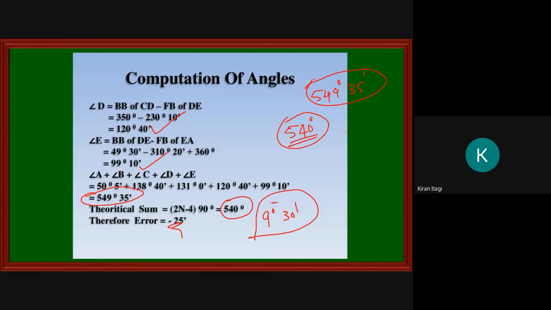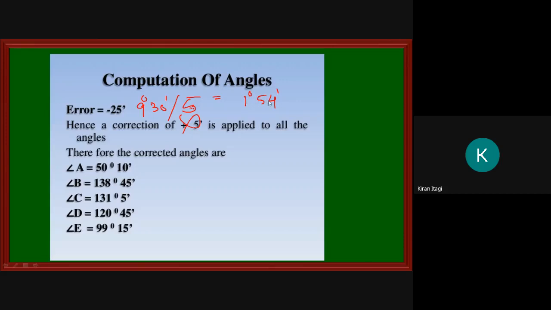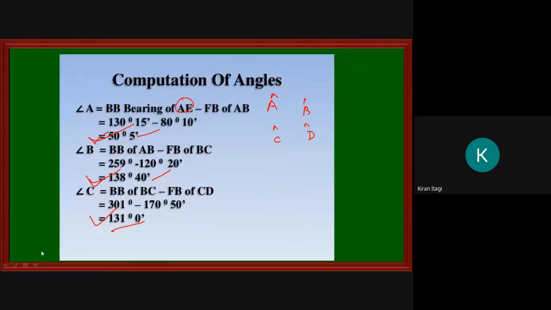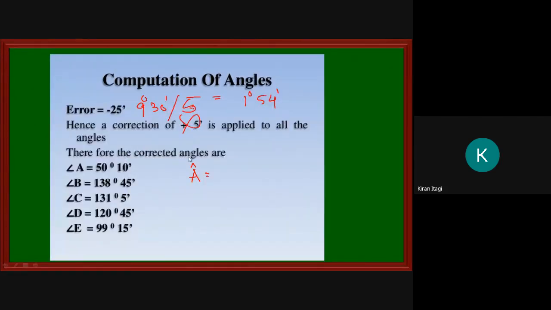Then what should you do? You should subtract. How much will you subtract? 1 degree 54 minutes from each angle. Okay. Now tell me what is the angle A? Subtract 1 degree 54 minutes from how much? 50 degree 5 minutes. How much will you get for angle A? 48 degree 11 minutes.